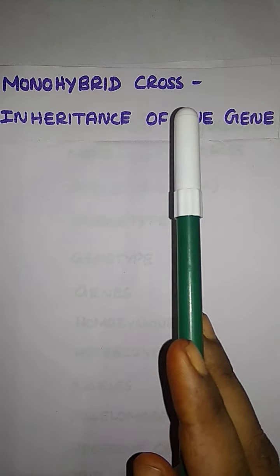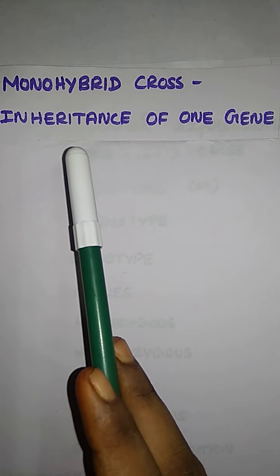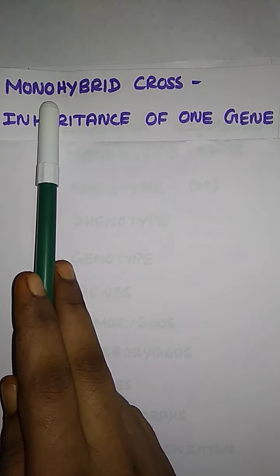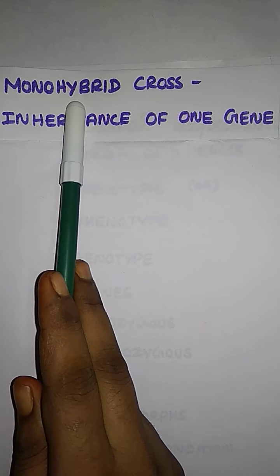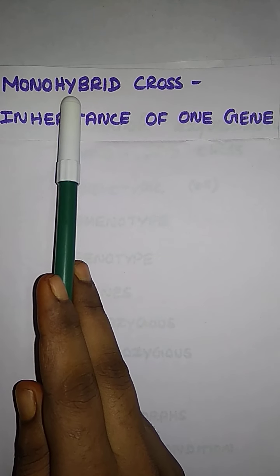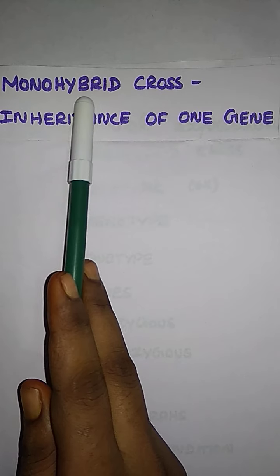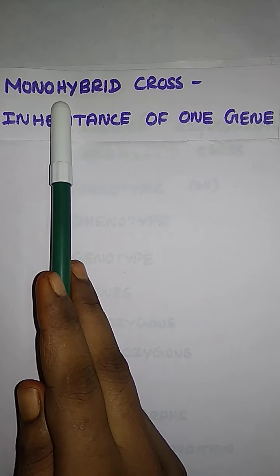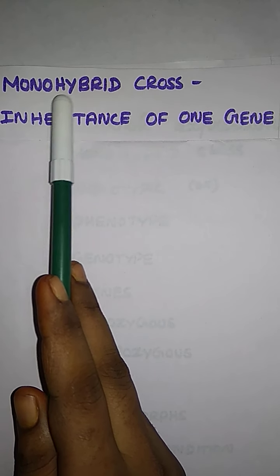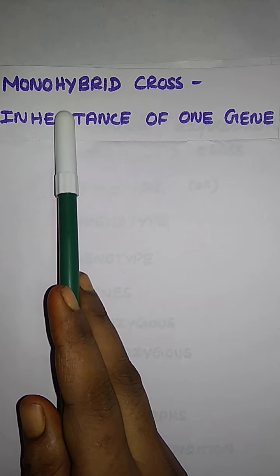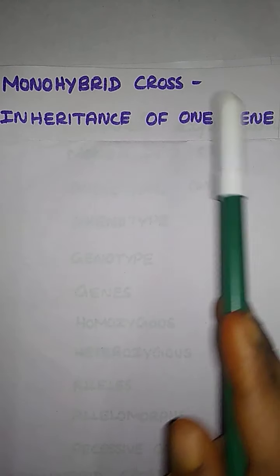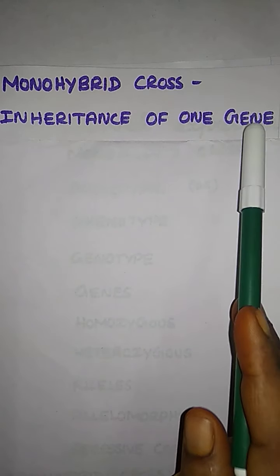Here, mono means single, and hybrid means a mixture, that is a hybrid, and cross. Here they are going to cross the monohybrid plants. Inheritance of one gene, so they are having a single gene type.